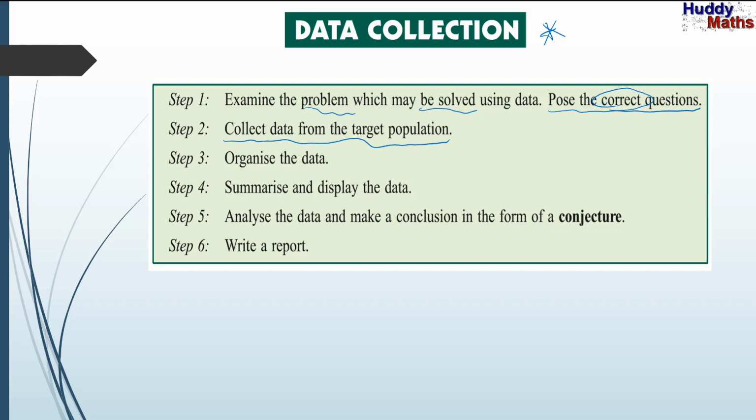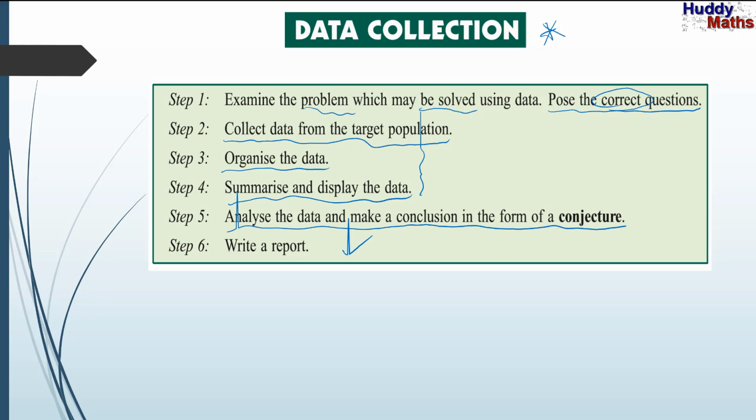It gets harder and harder if we want to know what everybody in Australia thinks, because it's hard to get out and find a representative group, and you can't do a census. There's too many people. It'd be too expensive to get in touch with everybody. So we've got some problems there, haven't we? We've got to organise the data. That's what we've been doing. Summarise and display. So we should be getting pretty good at this now. Analyse the data and make a conclusion in the form of a conjecture, and then write a report.